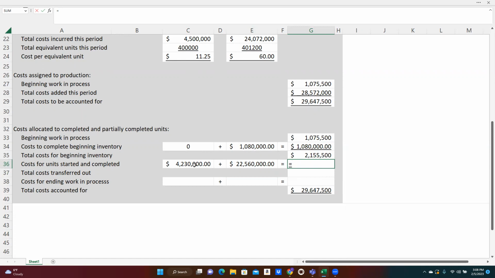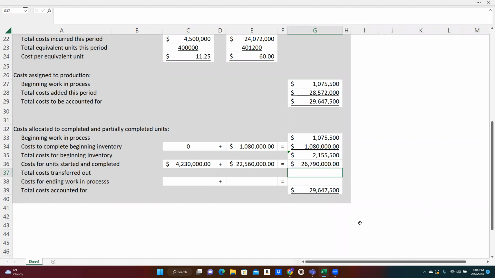And now I'm just adding across, adding the direct materials and the conversion costs. The units that were started and completed had a total cost of $26,790,000. The next line says total cost transferred out. So that's the $2,155,500 that were for the units in beginning inventory, plus the $26,790,000 for the units we started and completed.